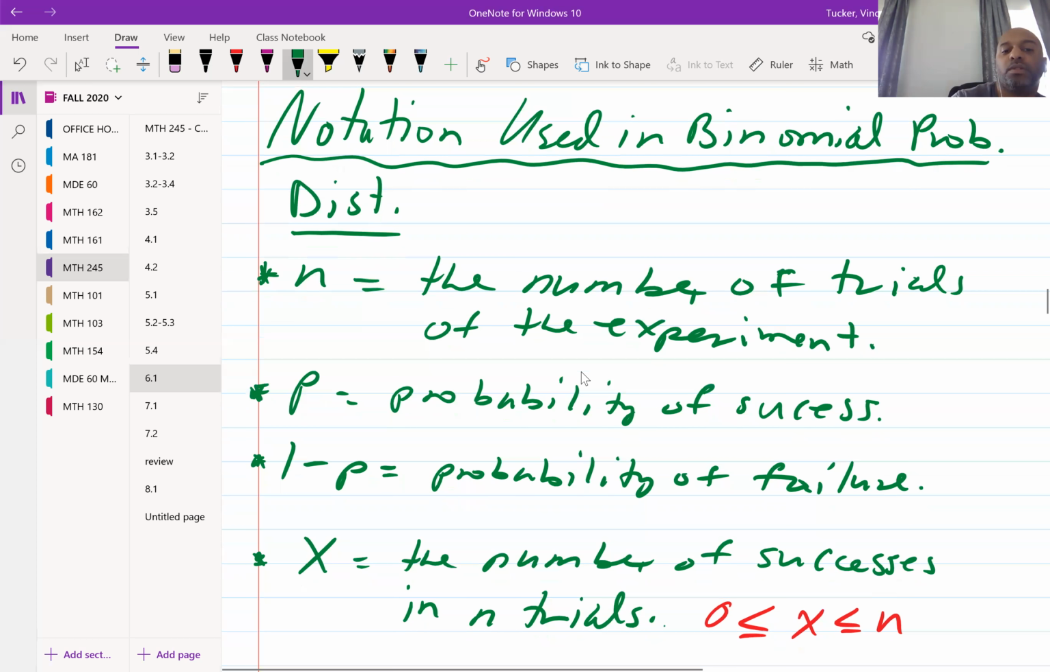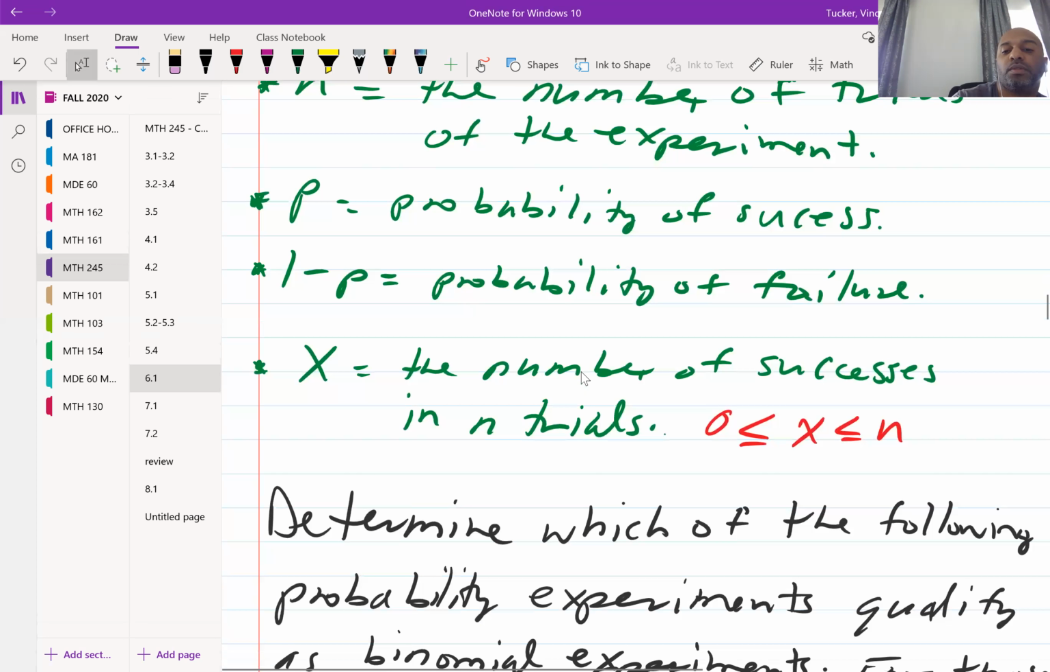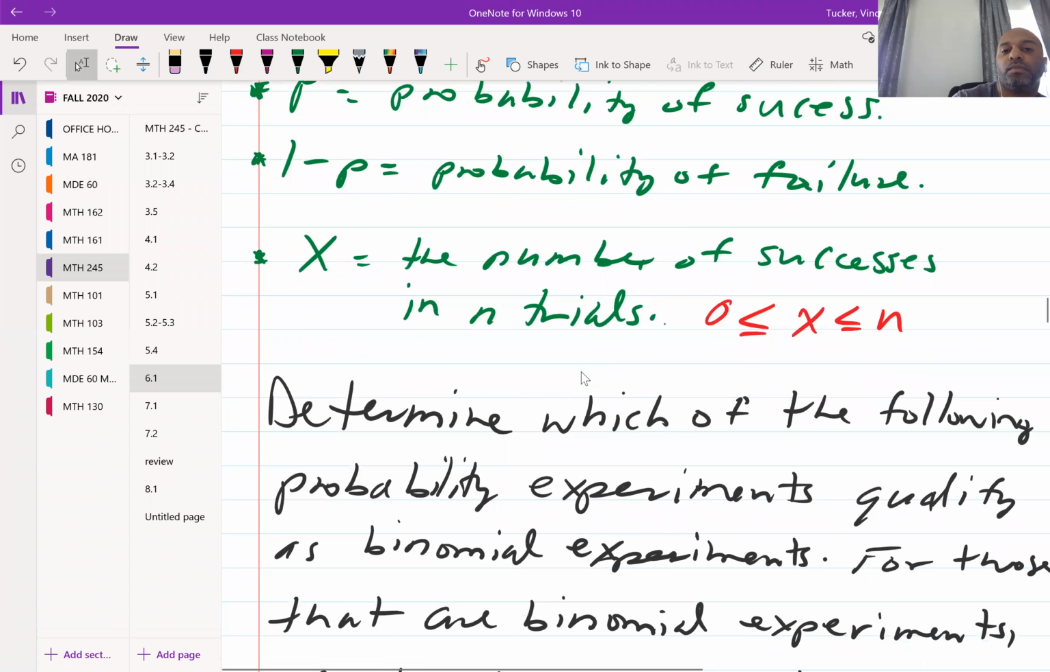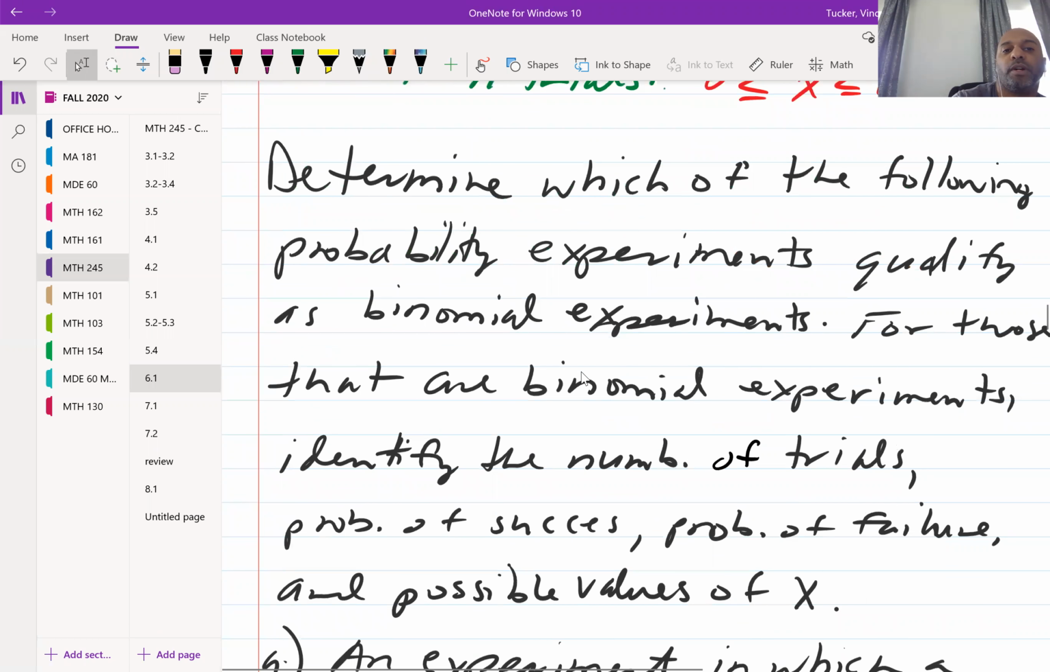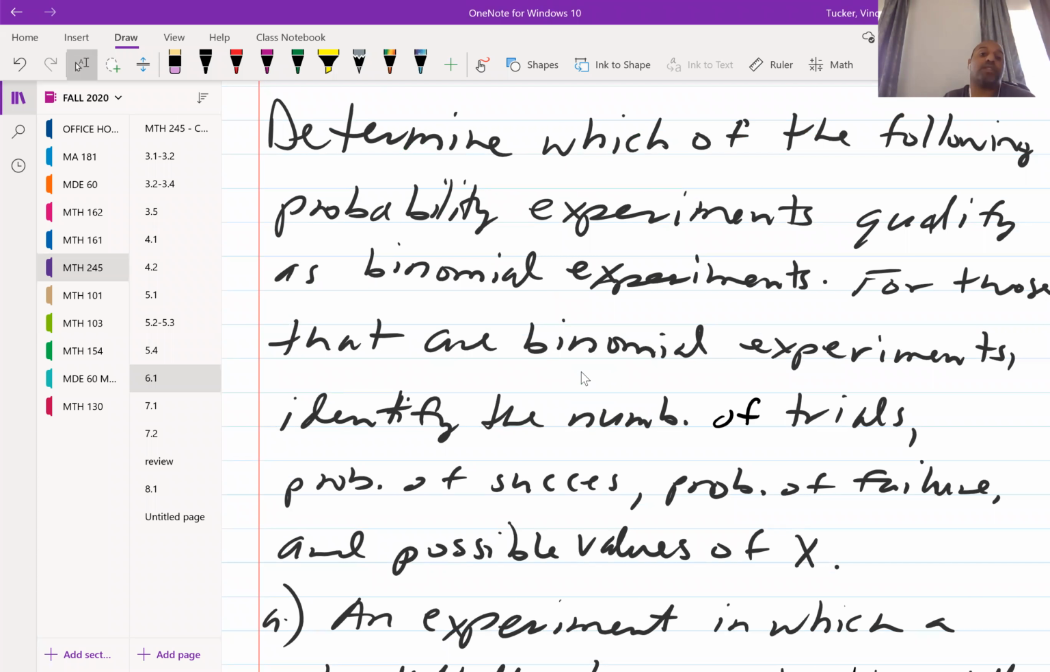All right, scrolling up. All right, so set of directions. Determine which of the following probability experiments qualify as binomial experiments. For those that are binomial experiments, identify the number of trials, probability of success, probability of failure, and possible values of X. So I'll give you a chance to write those directions down before we get into the example.